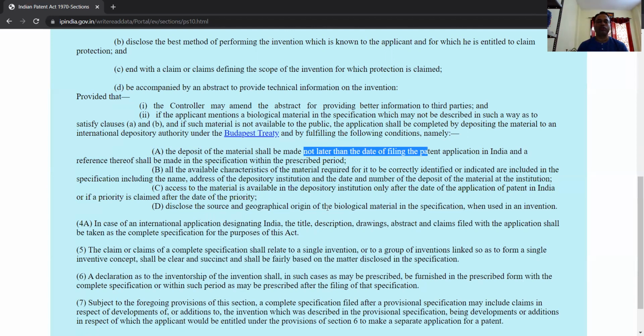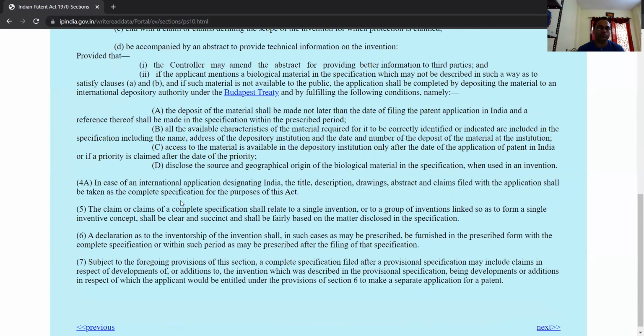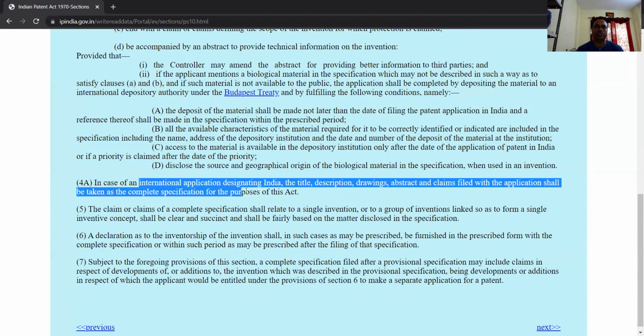Disclose the source and geographical origin of the biological material in the specification when used in the invention. It is mentioned. Now there is some discussion going on regarding this biological treaty, biological deposition, so you may like to read and follow the news articles also. 4A says, in case of an international application designated in India, the title, description, drawings, abstract and claims filed with the application shall be taken as the complete specification for the purpose of this Act. So if it is a PCT application, then whatever is filed in PCT is counted as the complete specification.